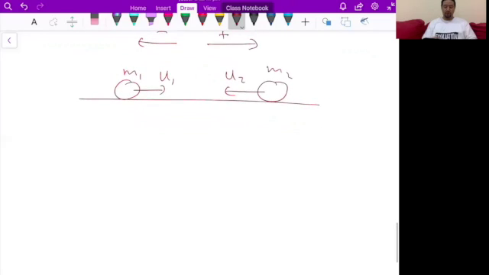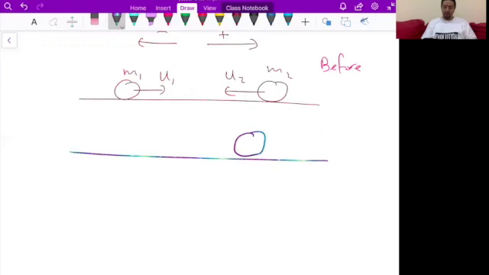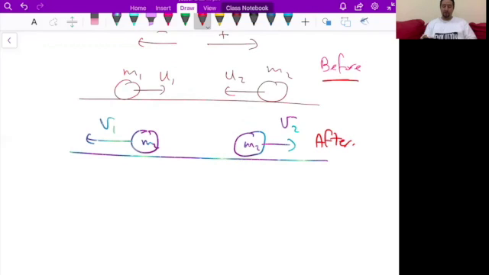So we have two objects. The first is moving to the right and the second is moving to the left. This is before collision. After collision, let's see what happens to the two objects. After collision, m2 moved to the right with velocity v2, and m1 moved to the left with velocity v1. So here is before collision and after collision.